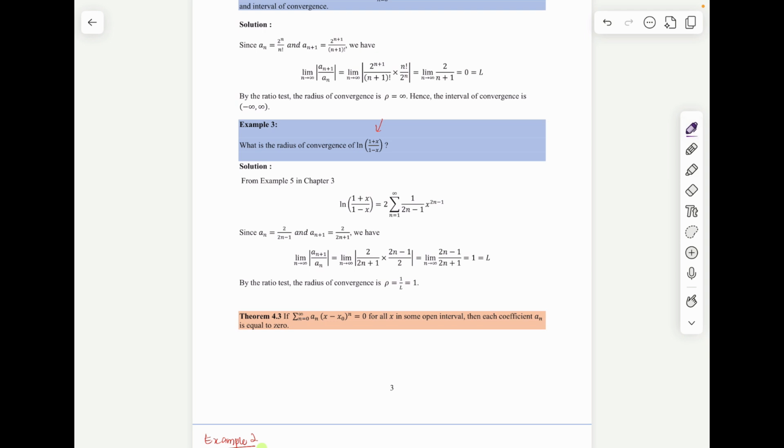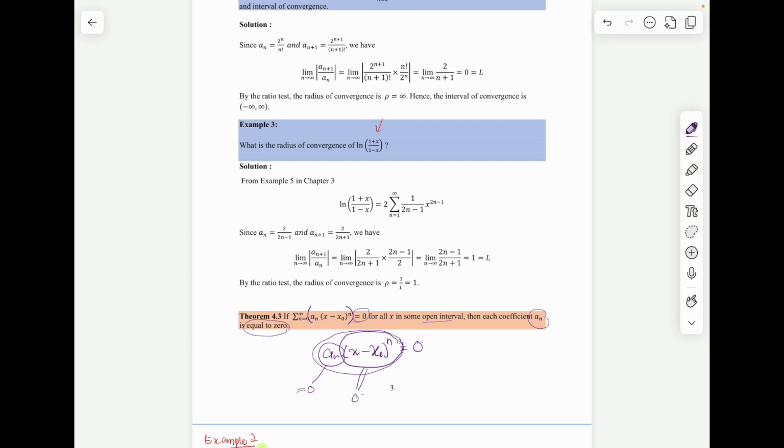Okay, we look at this theorem 4.3. If the power series is equal to 0 for all x in some open interval, then each coefficient a_n is equal to 0. So meaning that for the power series to be equal to 0, let us look at this directly. For example, you have this form, a_n (x minus x naught) to the power of n equals 0. For this thing to become 0, it is either a_n is equal to 0, or this part becomes 0.